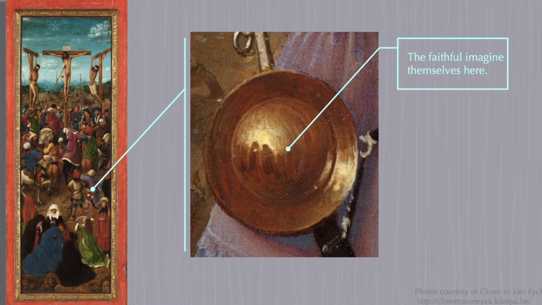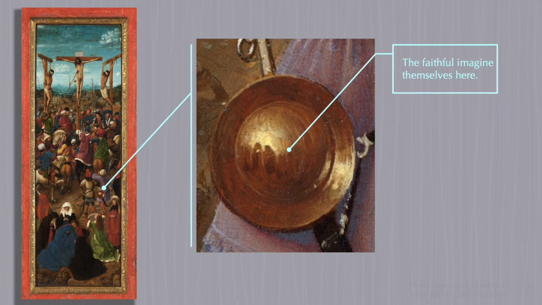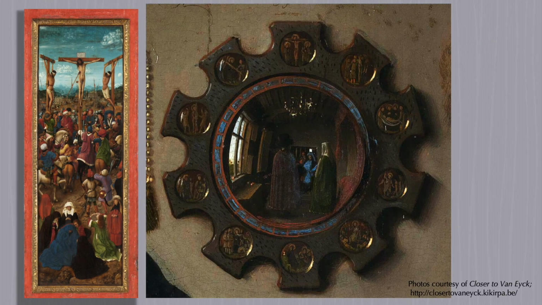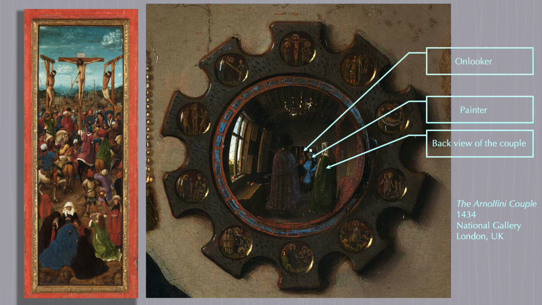This was actually Van Eyck's first try at using a reflection to extend the space of the painting towards the viewer. He did it again in one of his most famous paintings, the Arnolfini couple, painted in 1434. Here, the mirror hanging on the back wall reflects not only the backs of the couple, but also the painter, and behind the painter, an additional onlooker who could be the viewer.